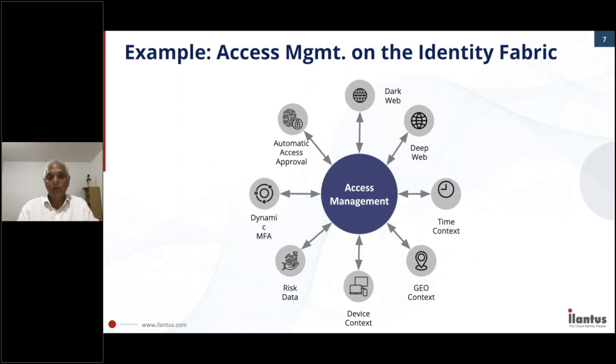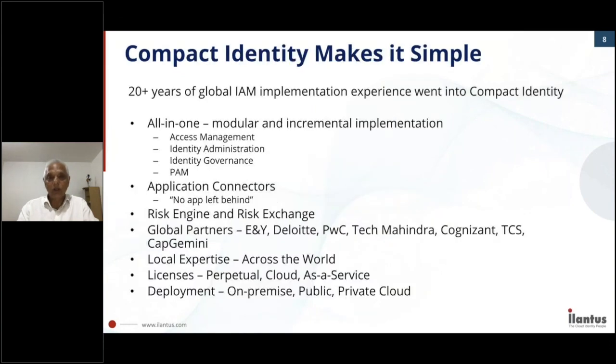And Compact Identity from Ilantus is a product which is based on the latest architecture that would also support the identity fabric concept. So if we really have to sum it up, Compact Identity makes the convergence possible, and through that offers the simplicity that is so much needed in the industry today.